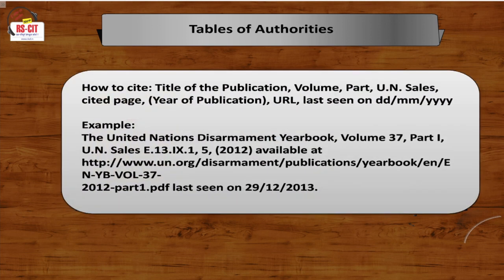When you build a table of authorities, Word searches for the marked citations, organizes them by category, references their page numbers, and displays the table of authorities in the document.